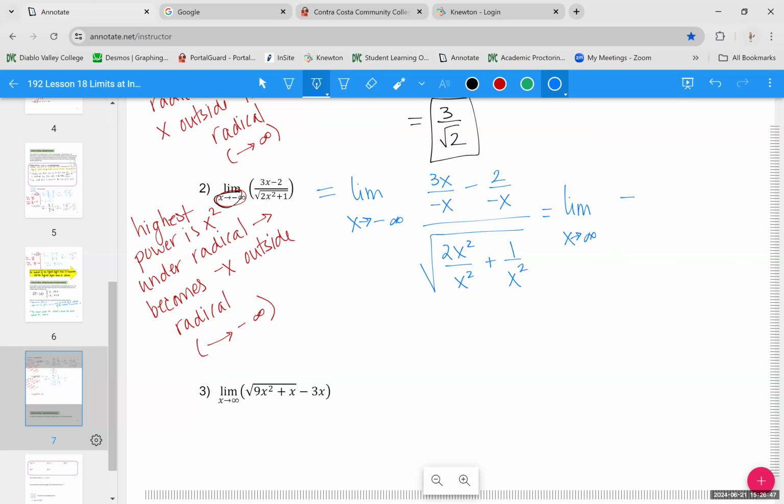So I now have a negative 3 up top. I guess I could write that as plus 2 over x. And I have the same denominator. The same two terms are going to approach 0. And so it's a very similar answer, but now it's negative.